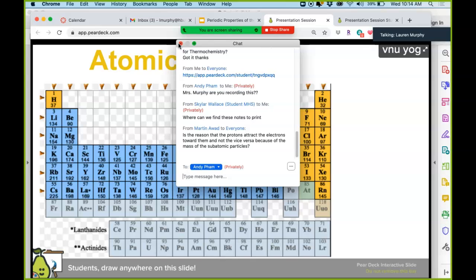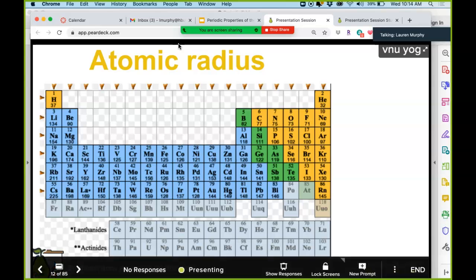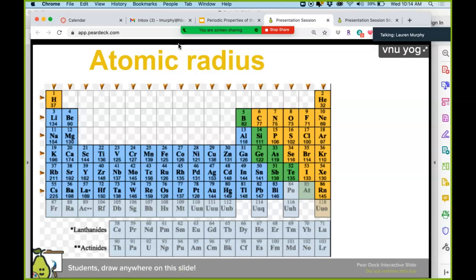So is the reason that the protons attract the electrons toward them and not the nucleus being attracted to the protons? They're technically both attracted to each other, but yes, the nucleus is what contains the mass. It has the protons and the neutrons, and electrons are considered to have negligible mass, so it pulls the electrons towards the more massive nucleus. That's a great question.